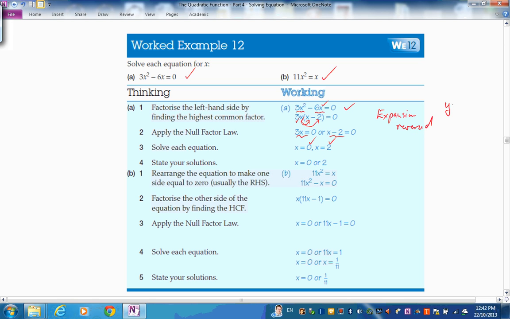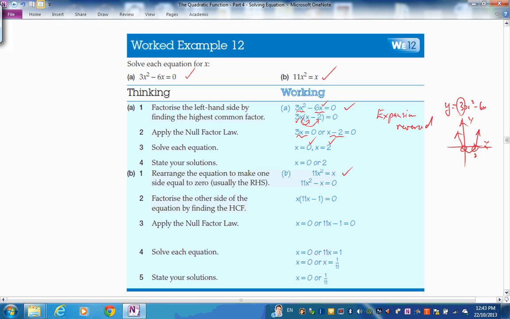So if you tried to draw the graph of 3x squared take 6x, could you do it? 0 or 2. There's the first one, and over here, there's the other one, and it opens upwards because that's a plus 3. So we actually could draw a little graph for that one. What about 11x squared equals x?